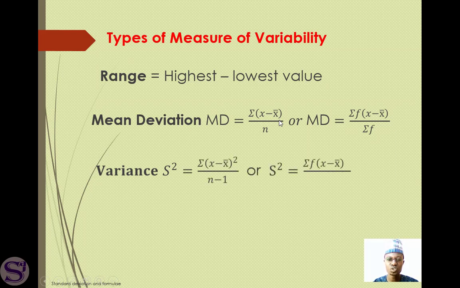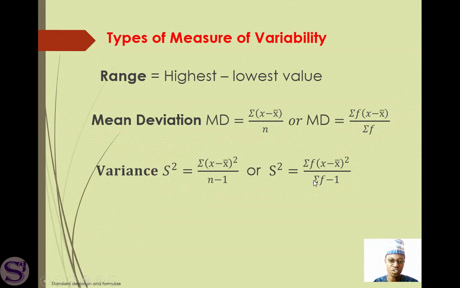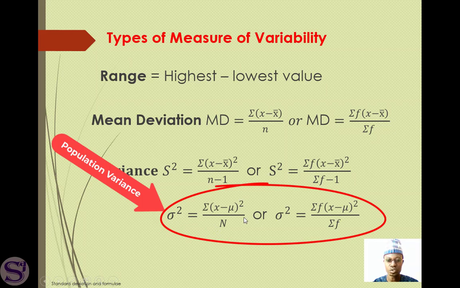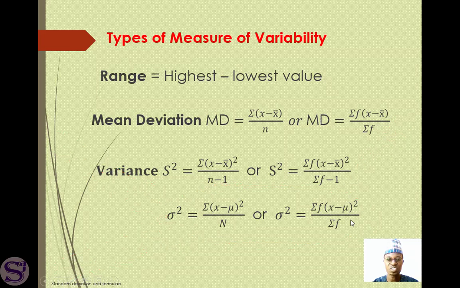However, variance, which is denoted by S squared for sample variance, is computed using this formula when the data is ungrouped, or computed using this formula when the data is grouped. But we also have population variance, which is denoted by sigma squared and computed using this formula when the data is ungrouped and calculated using this formula when the data is grouped. But the problem with the variance is that the output is always relatively larger than even the mean itself. So working with such a large value as a measure of variability is unexplainable.